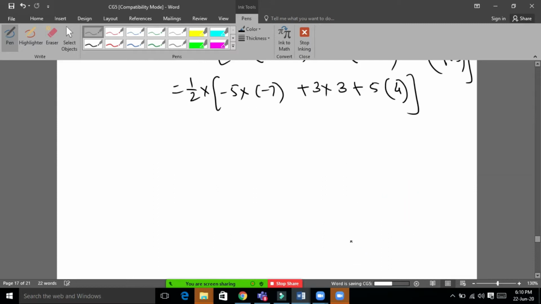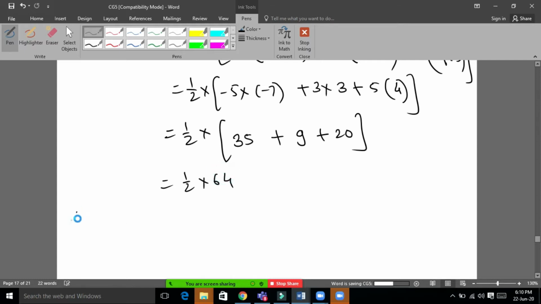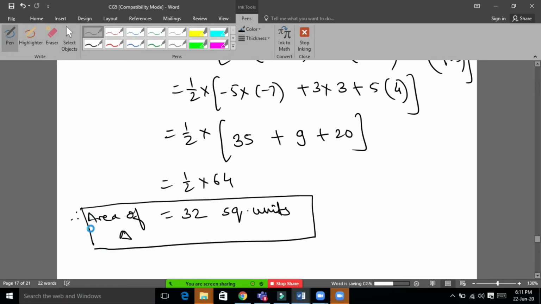So that is equal to half into (-5 into -7 is plus 35, 5 7s are 35), plus 3 3s are 9, plus 5 4s are 20. So that is half into the sum of all the terms: 35 plus 20 is 55, 55 plus 9 is 64. So half into 64, that is what we are finding as the area of the triangle. Write down on the left hand side: area of triangle equals half into 64, which is 32 square units. So this is the value of the area of the triangle.